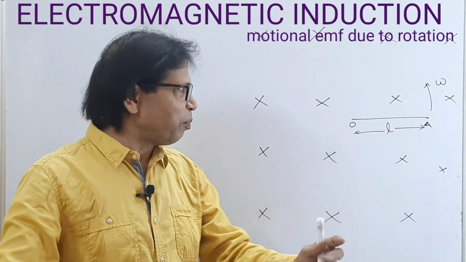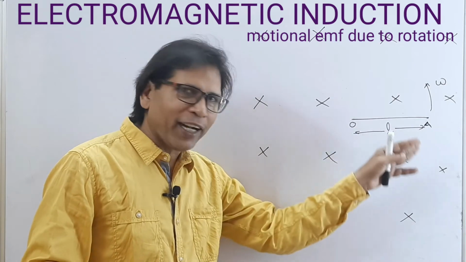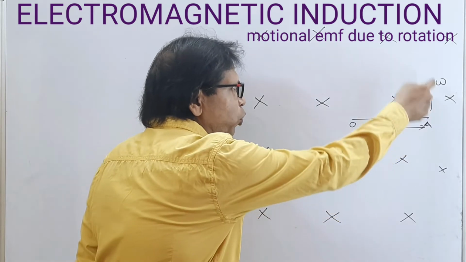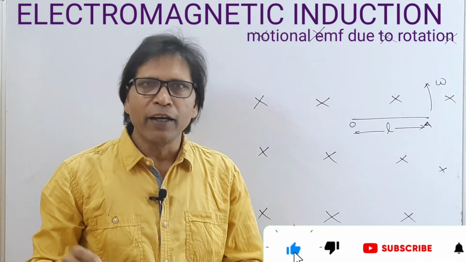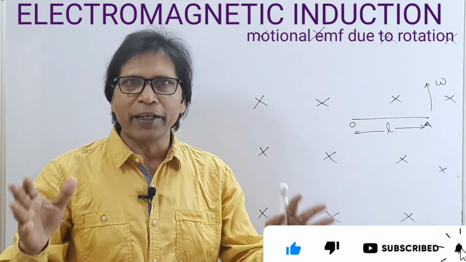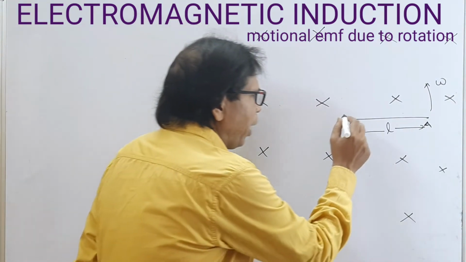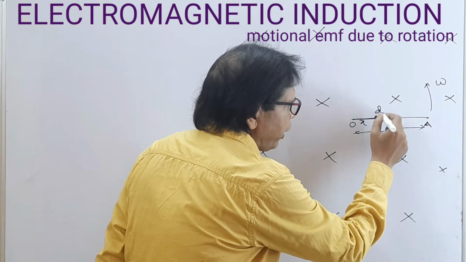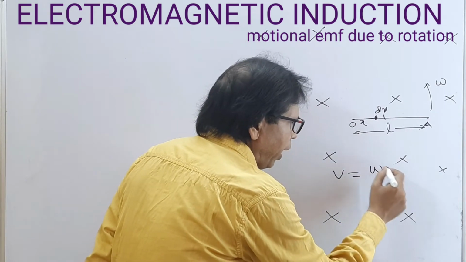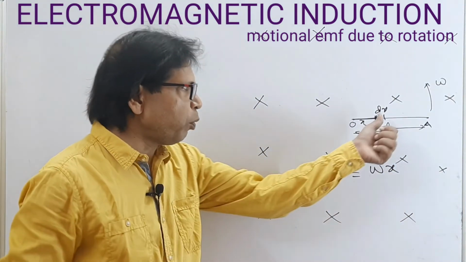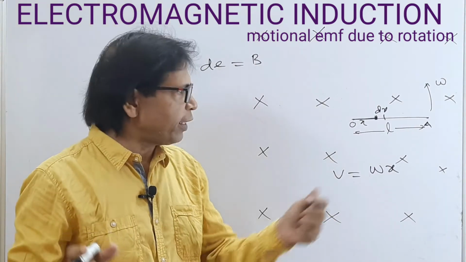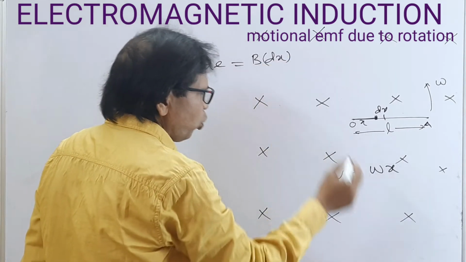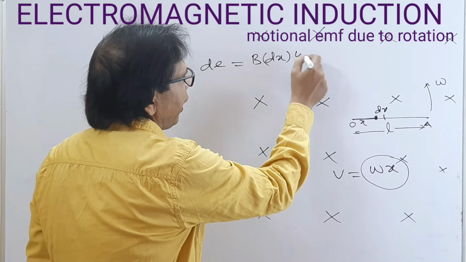Now, motional EMF due to rotation of a conductor of length L. Suppose the conductor rotates with angular velocity omega in a uniform magnetic field. So, the velocity of element dx at a distance x from O is v equal to omega into x. Therefore, the motional EMF produced in dx is dE equal to B into dx into v, where v is omega x.